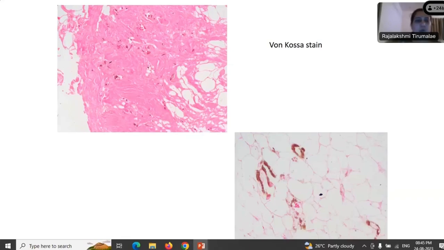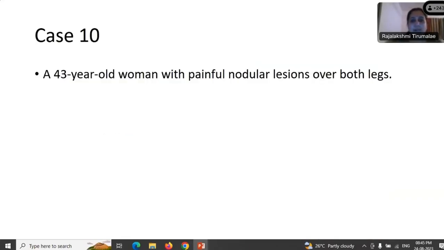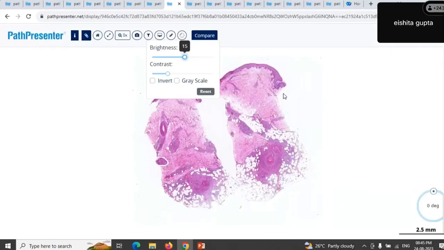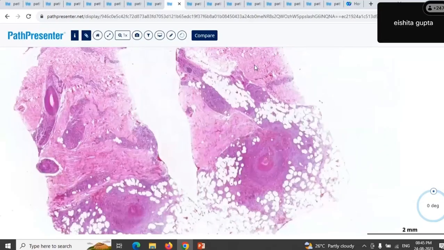Right. So moving on to case number 10. This was a 43-year-old lady with painful nodular lesions over the legs. So Jhansi, do you want to take this case? Yes. Go ahead.